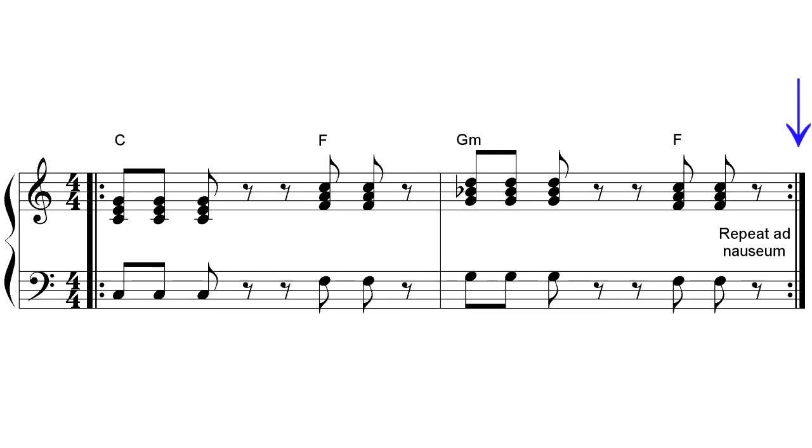Notice the repeat sign, the double vertical lines and dots at the end of the second bar that direct the musician back to the previous reversed sign, or to the beginning of the piece if no preceding sign is shown. In this case, the same 2 bars are repeated for the entire duration of the song.